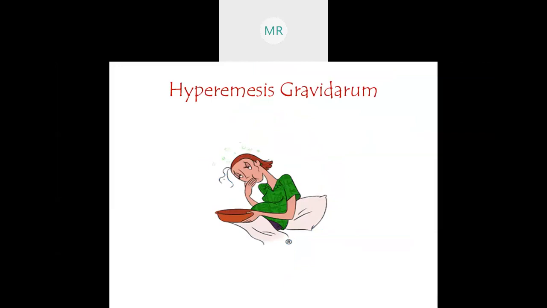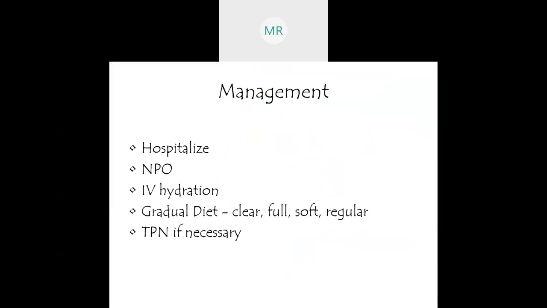Okay, now what is hyperemesis gravidarum? It is excessive vomiting in the first trimester that leads to dehydration, starvation, and ultimately death of the mom and death of the fetus.